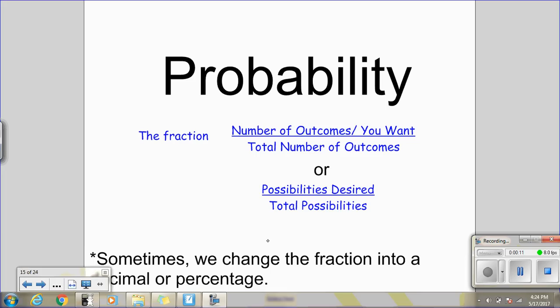Probability is nothing but a fraction that consists of the number of outcomes, or what you want, out of the total number of outcomes. Another way to word it is the possibilities desired out of the total possibilities. We sometimes write probabilities as fractions, decimals, or percents. So you should know how to change a fraction into a decimal and into a percent. Those are skills you should already have.